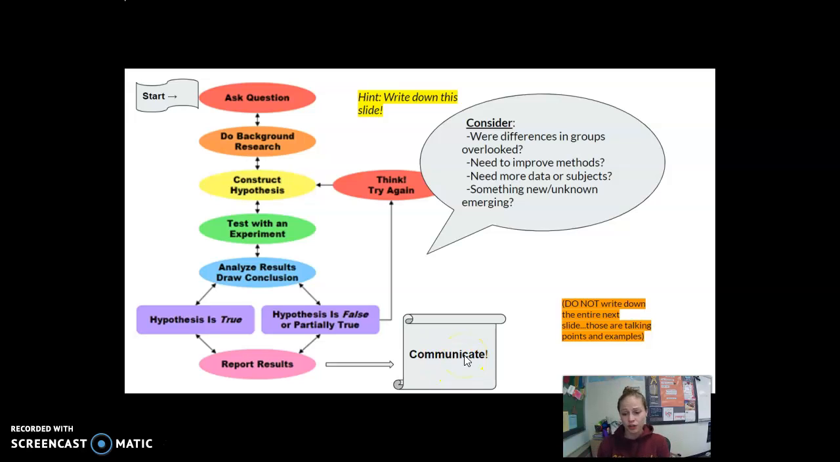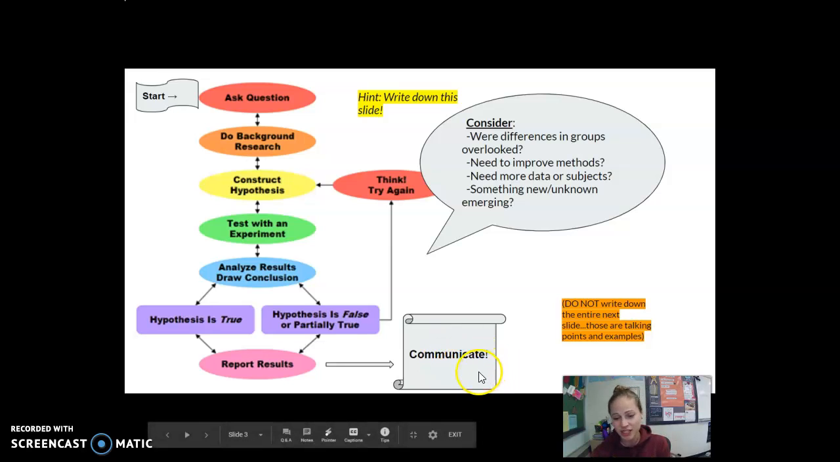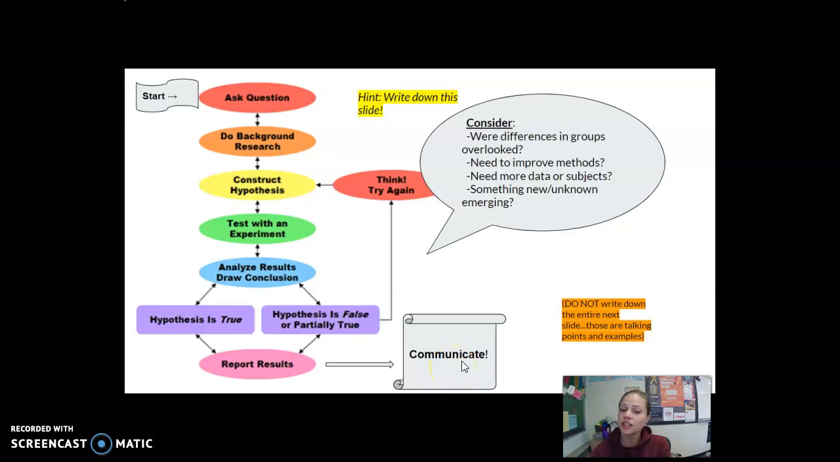If you discover the cure for something, if you don't tell people about it and have other scientists check it out, then it doesn't matter what you've done. So you need to communicate, but you also need to communicate clearly. Be very specific in what you say. So yes, you should write down this slide. You can pause me to do that.